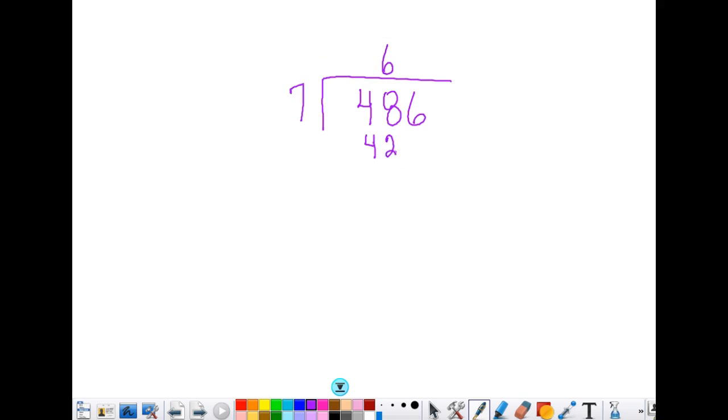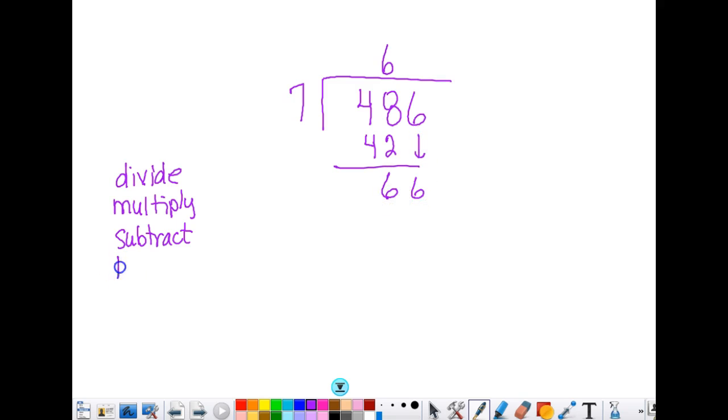So over on that board, and I guess I could write it here: first we divided, then we just multiplied. Next we're going to subtract, 48 minus 42, and we're going to get 6. And then we bring down that 6, and then we start over again. It's like rinse and repeat. So now we divide again.